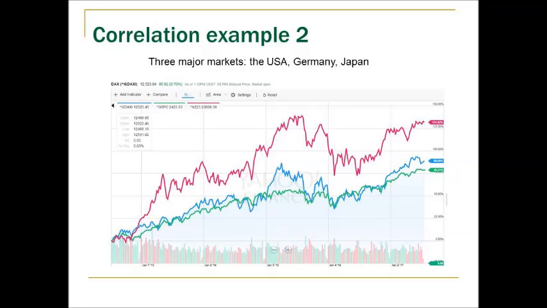This is another example with three major markets which are less correlated, and especially Japan is less correlated with the US and Germany. So you can see in red the Japanese evolution. Although on a daily basis there can be a lot of correlation, over more time you can see more differences. And over these last 5 years, Japan has behaved much better than these two other markets, the US and Germany, which is a surprise to most investors.